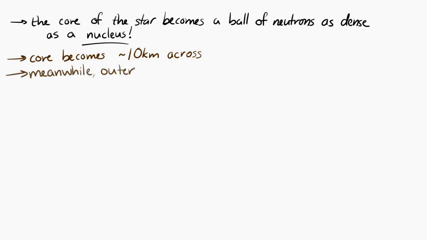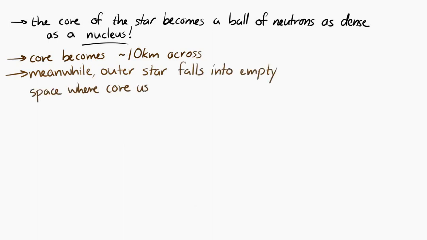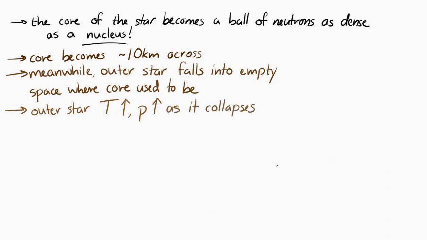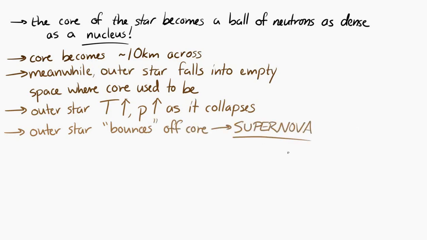The outer layers of the star fall into this empty space now. They fall in towards the center. When that happens, they get very, very hot because they're all compressing, and the outer part of the star bounces off of the core. This is a supernova. The outer part of the star explodes in a huge burst of luminosity. And when I say huge, it releases luminosities billions of times more than the sun.